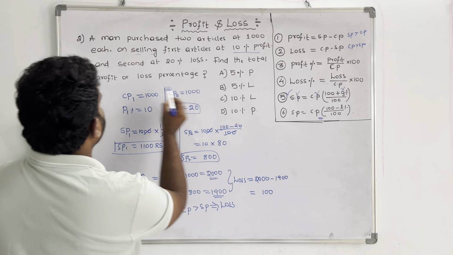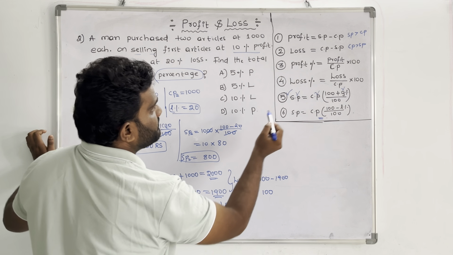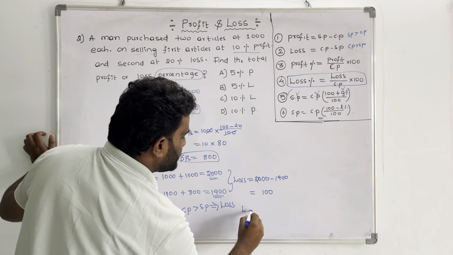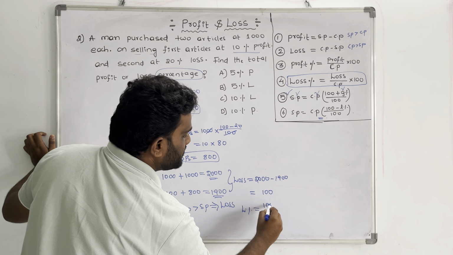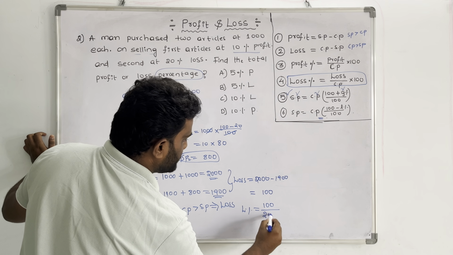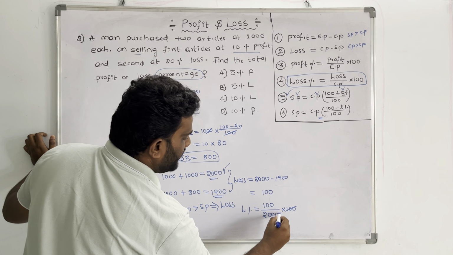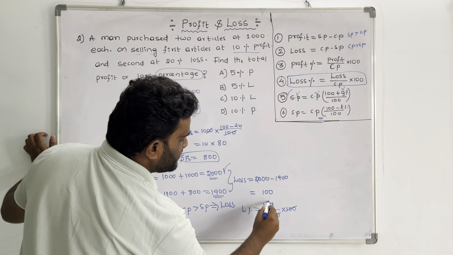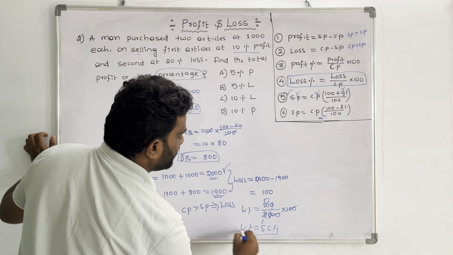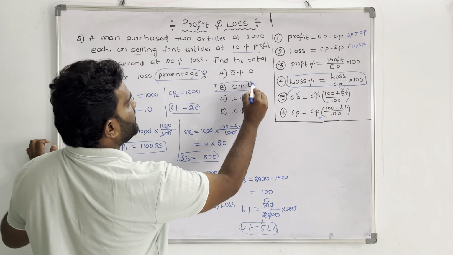But what is he asking? Percentage is asked, not the value. So what is the loss percentage formula? Loss percentage is nothing but loss, 100, by the cost price, 2000, into 100. The two zeros cancel, 2 ones are 2, 2 fives are 10. So the loss percent is nothing but 5% loss he got. So which is the option? 5% loss means option D is the right answer.